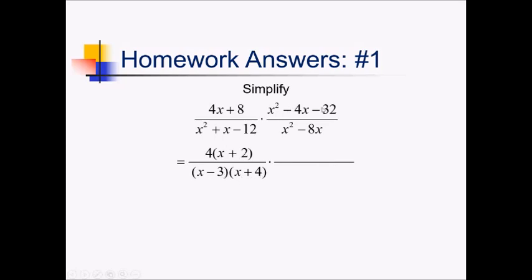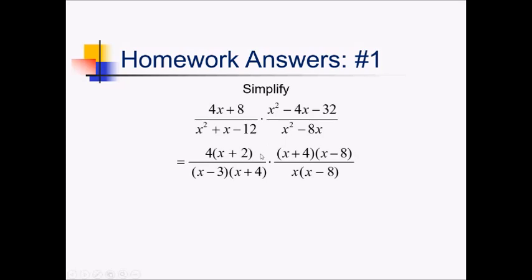And then in the upper right, I need factors of negative 32 that add up to negative 4. Let's see, we got 1 and 32, 2 and 16, 4 and 8. 4 and 8 works, positive 4 and negative 8. So I've got x plus 4, x minus 8. And then down in the right here, I've got an x I can take out. That leaves me with an x minus 8.